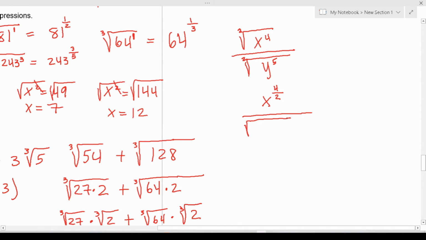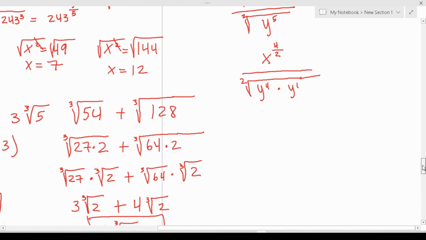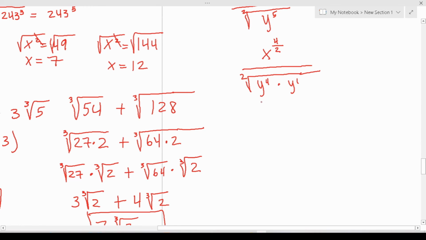So again, I'm going to rewrite, and let me rewrite that radical symbol there. I'm going to rewrite this denominator as y to the 4th times y to the 1. Again, y to the 4th times y to the 1 is y to the 5th. And in light of that, I can use the first law of radicals to break these apart. So again, this is x to the 4 over 2 over, and again, we're going to use the first law of radicals to break these up. This is square root of y to the 4th times the square root of y to the 1st.